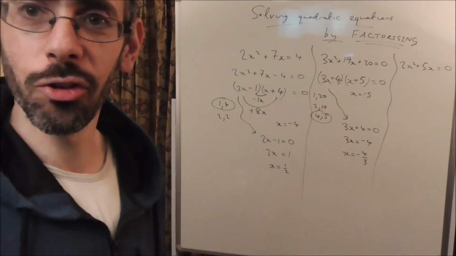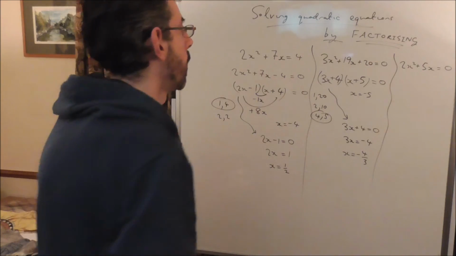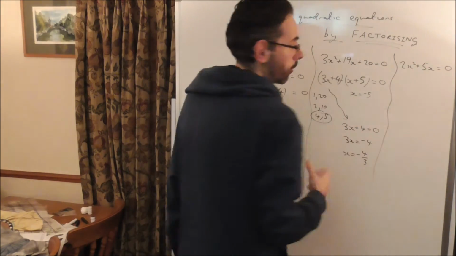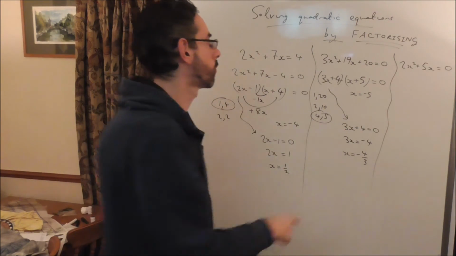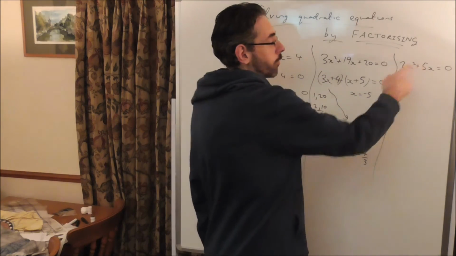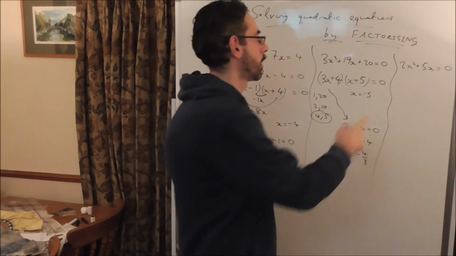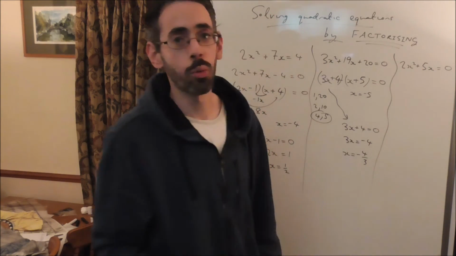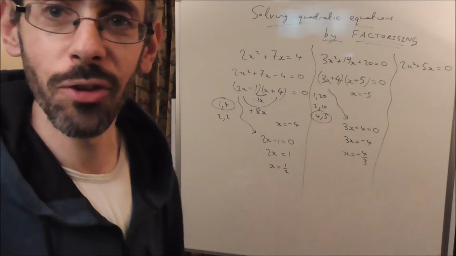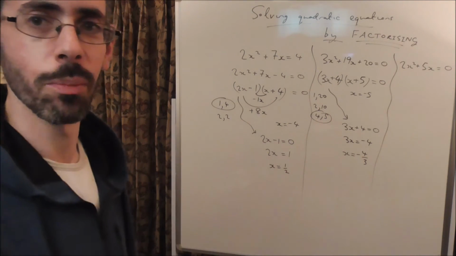Again, notice we've got 0 on one side, so we can straight away factorise this expression. We don't need to do any rearranging. Also, this expression only has two terms. It doesn't have a number term. Now, when a quadratic doesn't have a number term, then it factorises to a single bracket, not a double bracket.